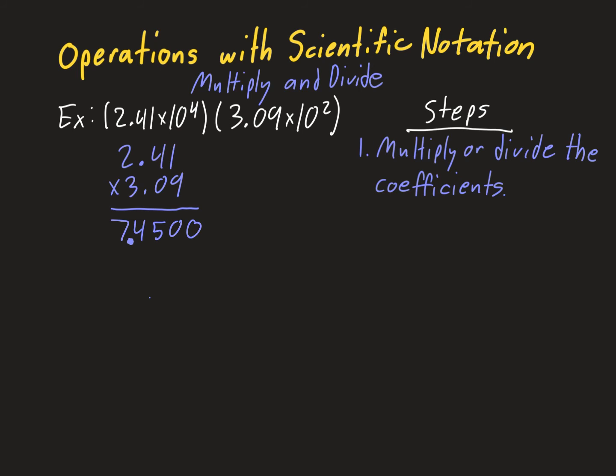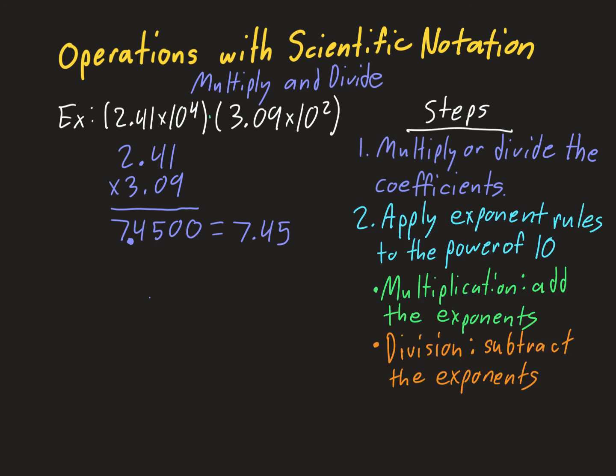When you multiply them together, you get the quantity 7.45. Make sure you remember how to do your multiplication and division using decimals. Then we're going to move on to step 2.